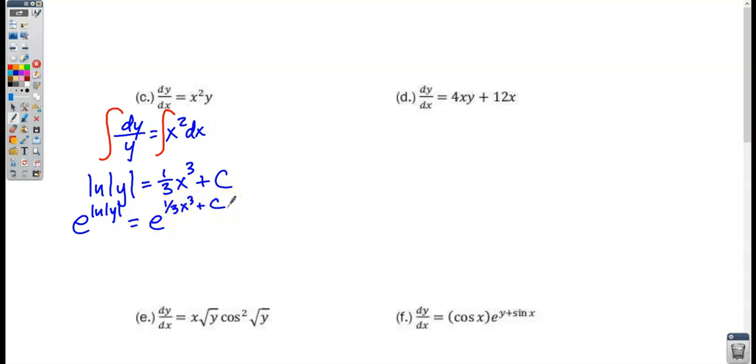Here's where the algebra gets a little fun for us. Left-hand side is not too bad. e to the natural log of the absolute value of y is just absolute value of y. On the right-hand side, we need to think a little bit here.